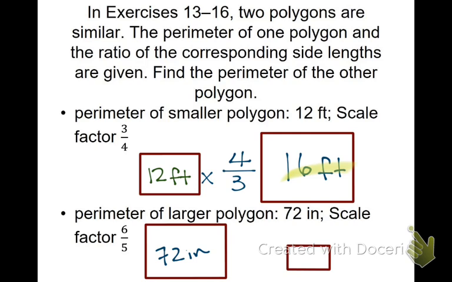So again, if I multiply by 6/5, is that going to make the objects bigger or smaller? It's going to make it bigger. Do we want to make it bigger? No, we want to make it smaller, so we need to do 5/6 instead. 6 goes into 72 12 times. 12 times 5 is 60. So 60 inches. So it really isn't that much smaller. Questions on this section? Okay.